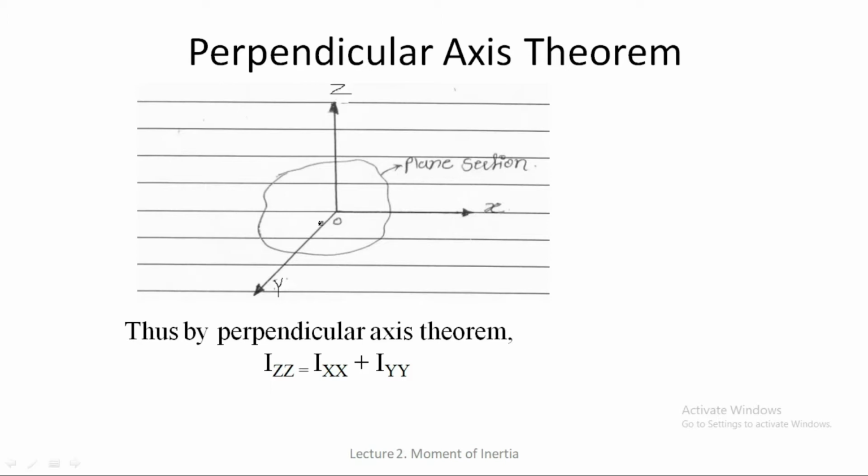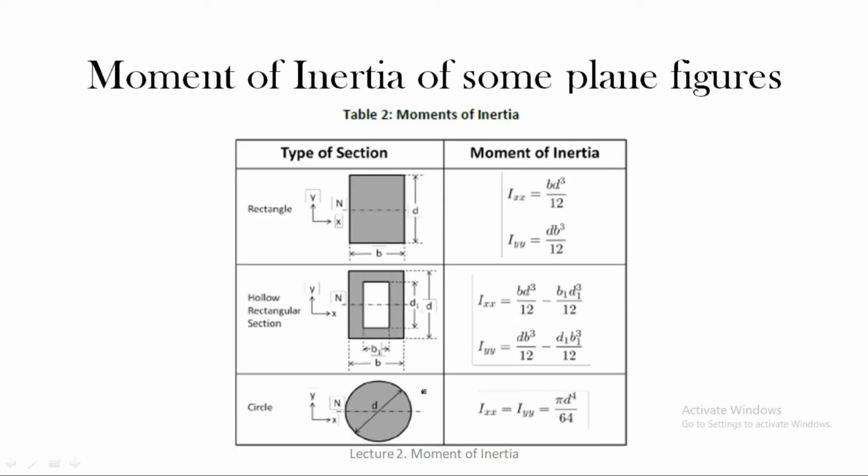Then we studied the perpendicular axis theorem. In the perpendicular axis theorem, we found the moment of inertia about the polar axis. So what was the polar axis? The polar axis was the axis which passes perpendicular to the plane through that point. Now after that we have the formulas for different plane sections.